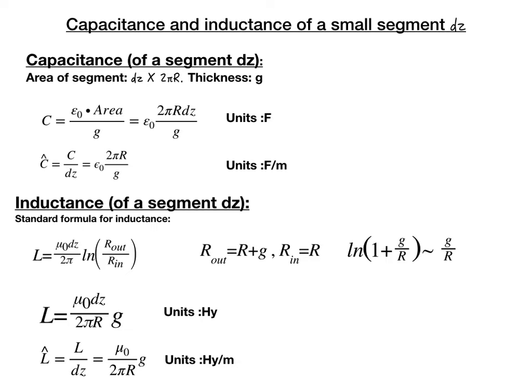So we arrive at the formula for the inductance in henries. And if you calculate the inductance per unit length, you get this formula where mu0 is the vacuum permeability, and of course you have the radius and the gap.